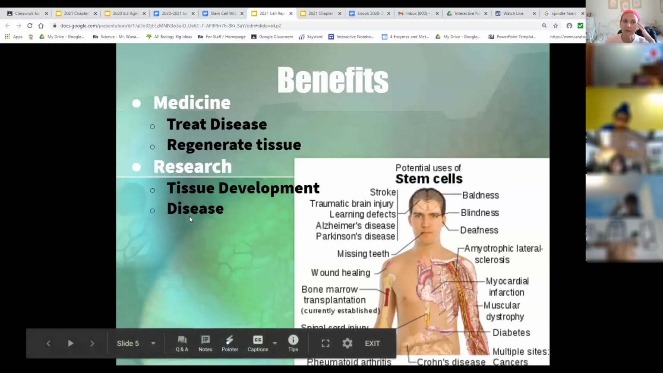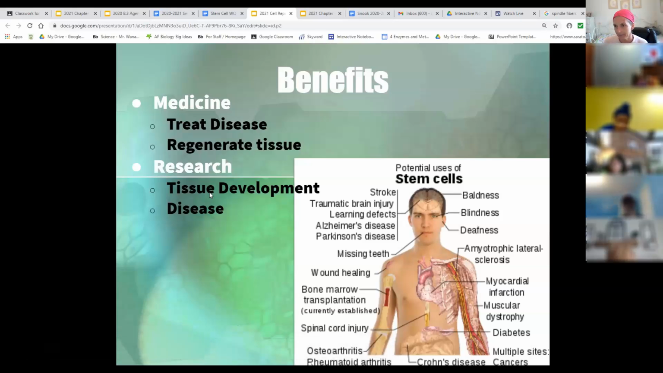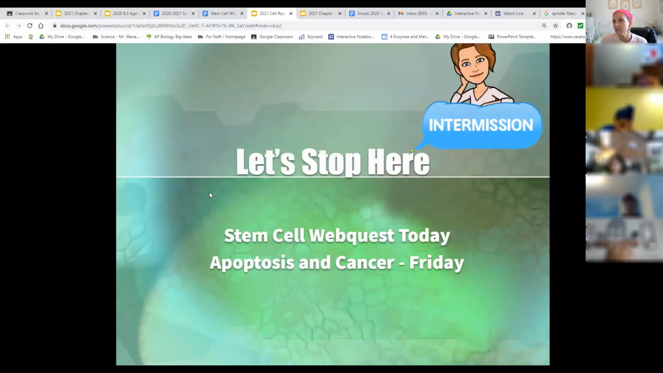Okay, we also use it in research to better understand those diseases and to better understand the whole process of tissue development. Okay, so two things you needed to know about stem cells. What's special? They're undifferentiated and can become any type of cell. What are they used for? Treat disease and tissue repair, and then research. Okay, so that should answer that last question from chapter 9.